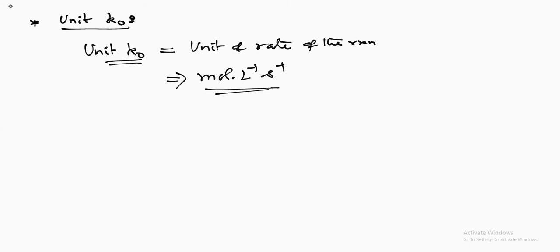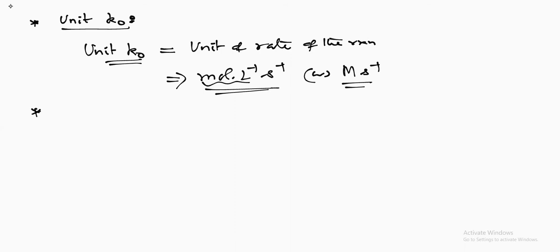You can also write it like this. Sometimes people will write mole per liter is molarity, so molarity per second. Like this also people write. That is also correct. Molarity per second, or mole per liter per second. This is the unit of the rate constant.